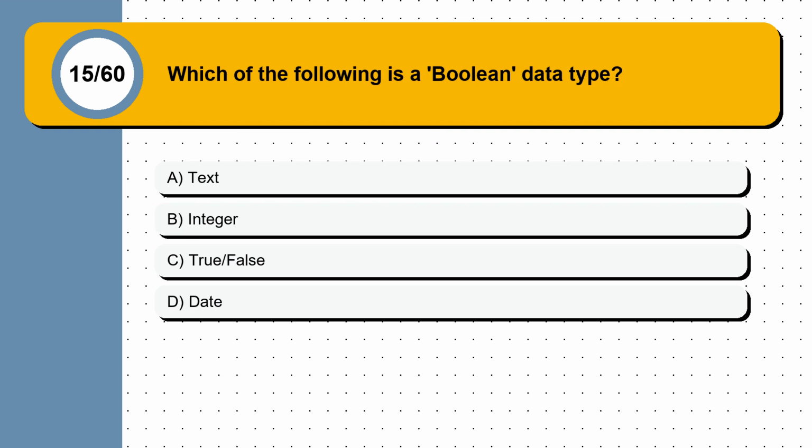Question 15. Which of the following is a Boolean data type? Option A, text. Option B, integer. Option C, true/false. Option D, date.